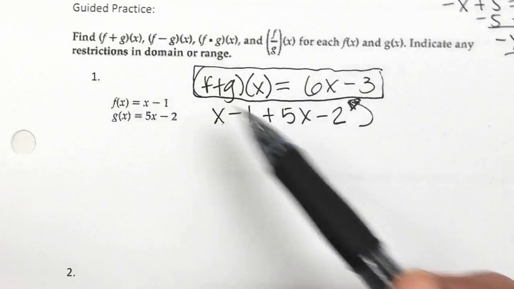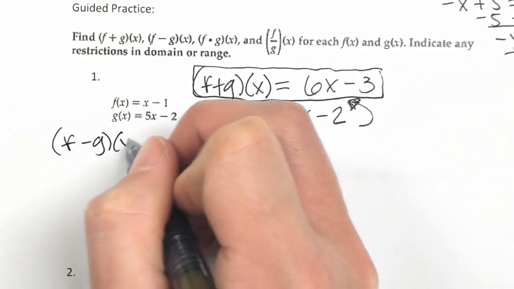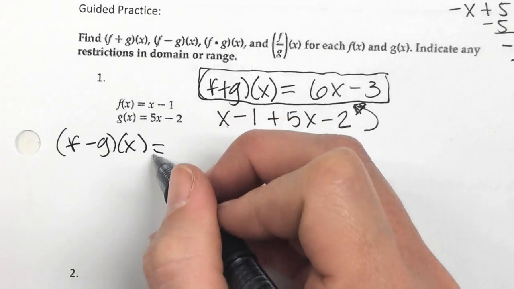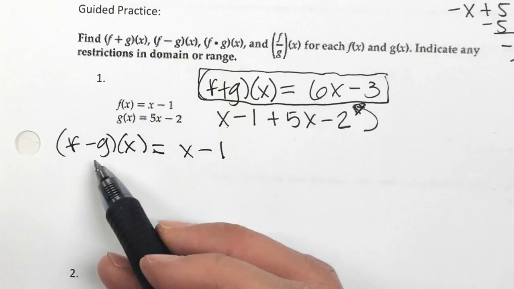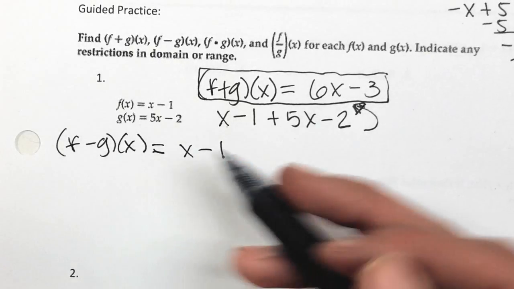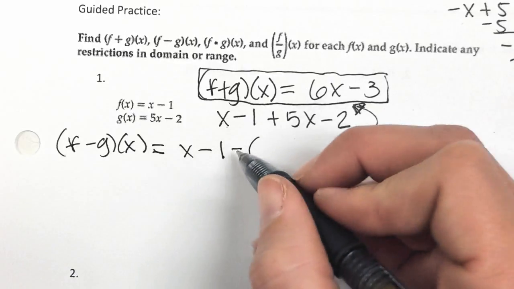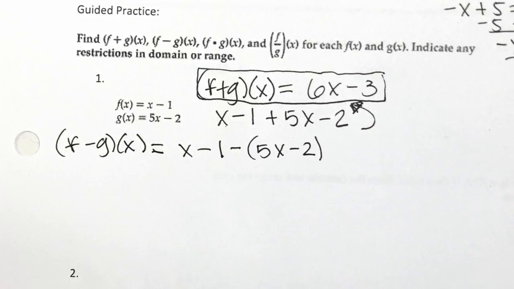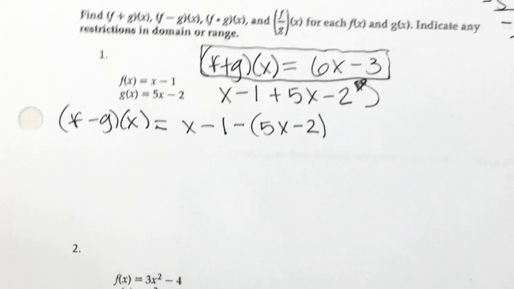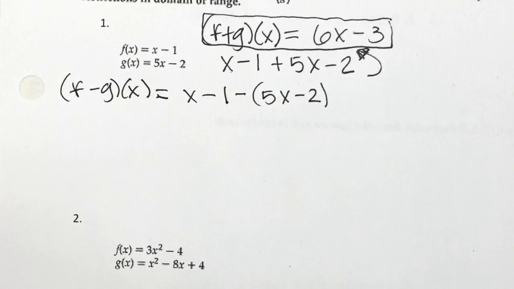Alright, next one's going to be subtracting. So f minus g of x. Which one needs to go first? So x minus 1. And we're subtracting all of g, correct? So that means when we put a subtraction sign, we have to put g in parentheses. So it would be minus 5x minus 2. And now how do we clean that up? Distribute what? Good.